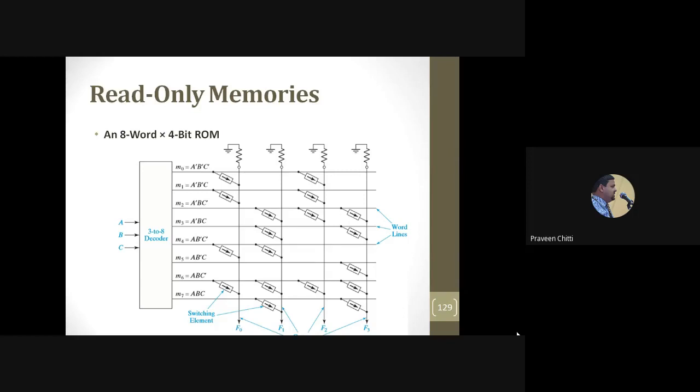Kiran, can you tell me what ROM we have used, how many output functions it has, and what function is implemented by each of the output lines? Kiran, are you there?